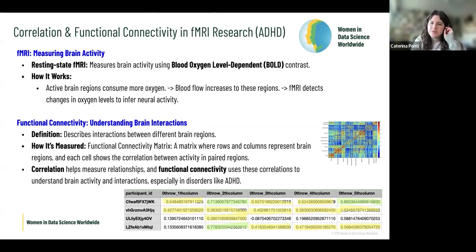So just as correlation reveals a relationship between variables in general, functional connectivity matrices also help us understand the relationship between brain regions' activity. Also, these matrices, by using fMRI data, allow us to examine how specific brain regions are interacting and how this interaction might differ in conditions like ADHD. So that's the point of adding the functional connectivity matrices to this challenge.